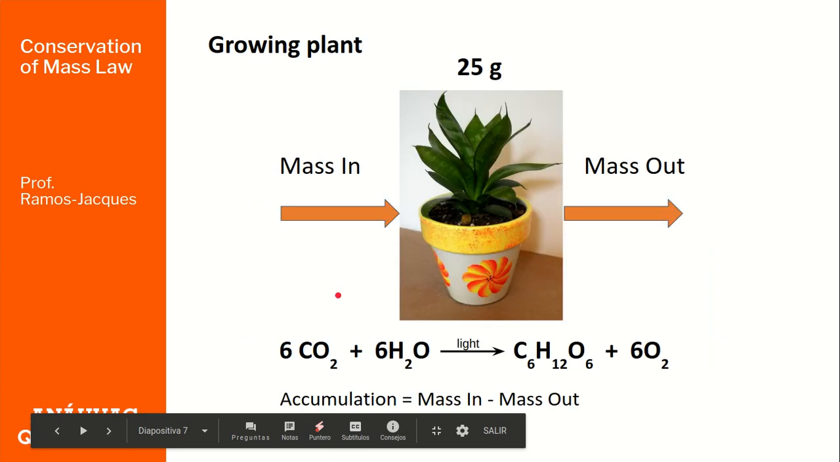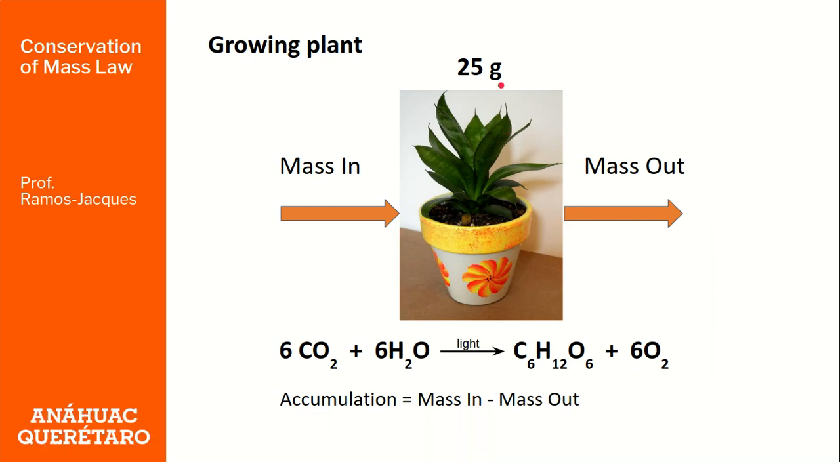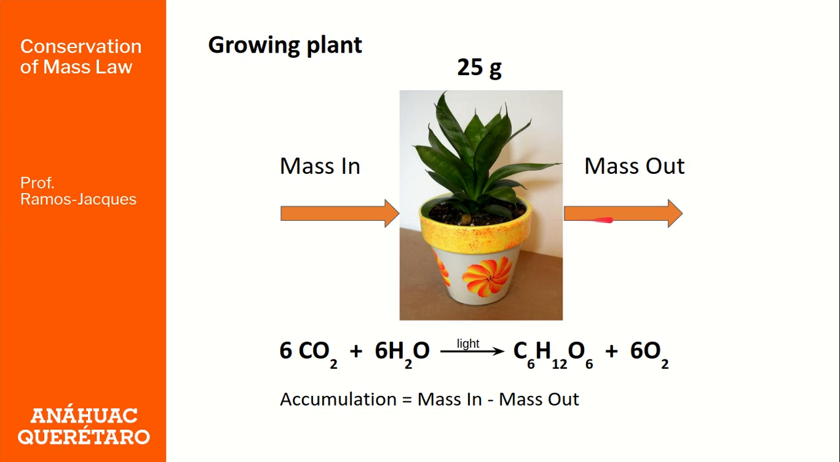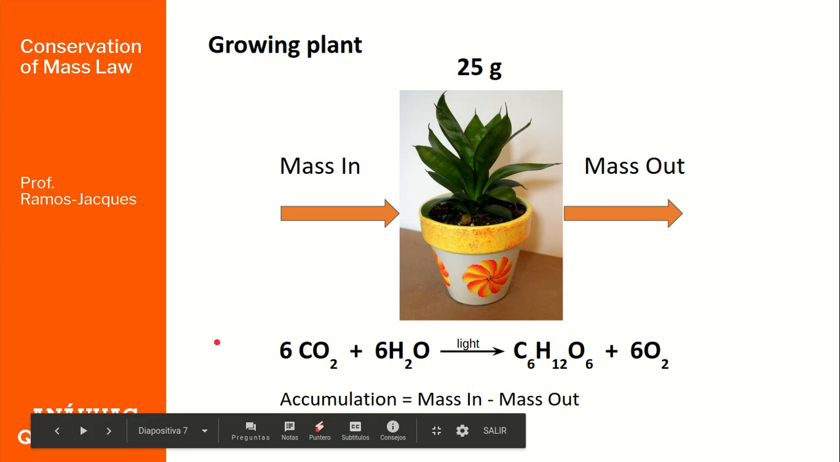So using this equation, we can go back to the plant. Let's say that the plant accumulates 25 grams, and we have the simplified equation here. Accumulation is equal to mass in minus mass out, so there are some components entering our system and some components exiting our system. The plant is searching for its food, which it does through photosynthesis, this equation: carbon dioxide plus water plus light energy yields glucose and oxygen.